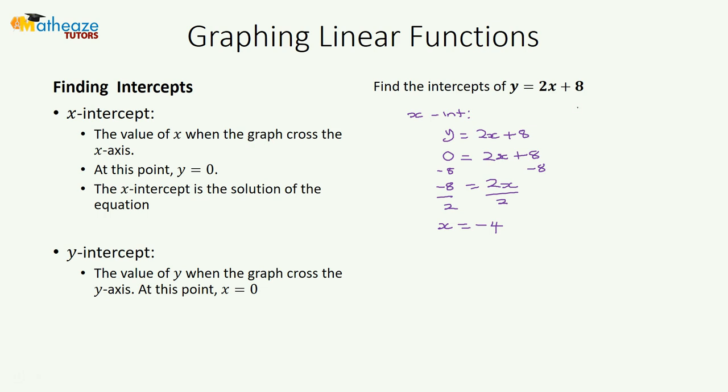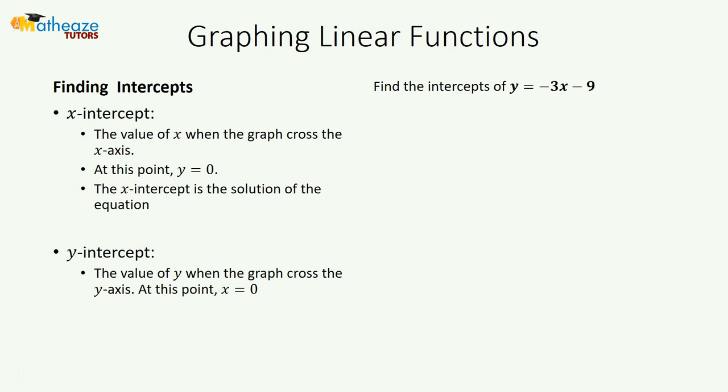Now for the y-intercept, we're going to make x 0. So y equals 2x plus 8. So y is 2 times 0 plus 8, which is 8. So the x-intercept happens when x is negative 4. The y-intercept happens when y is equal to 8.